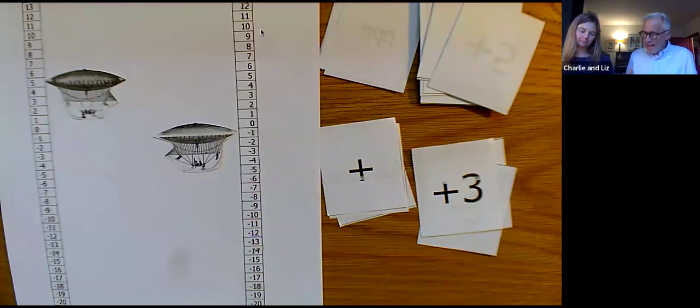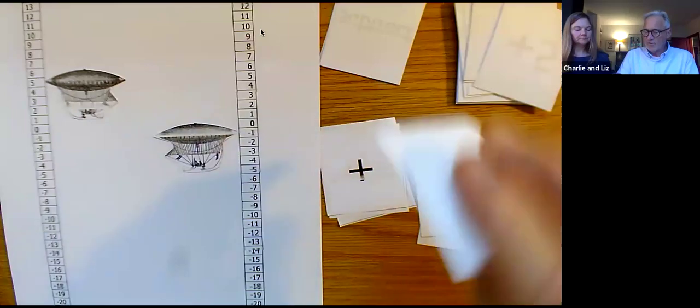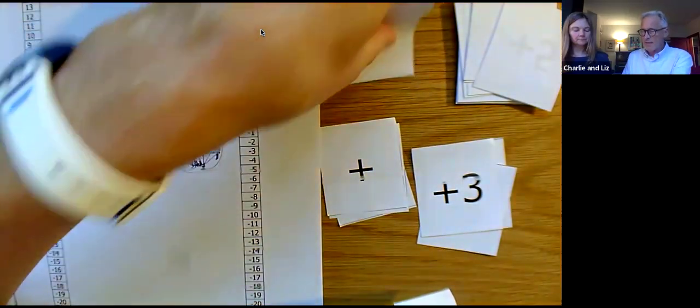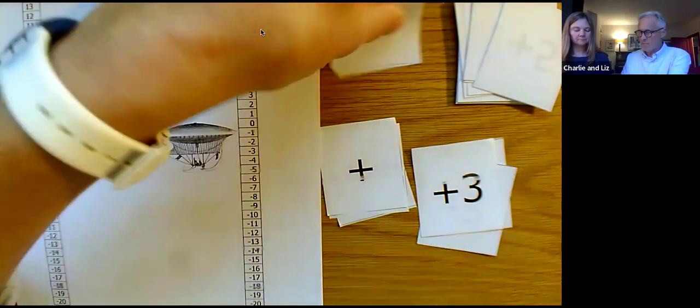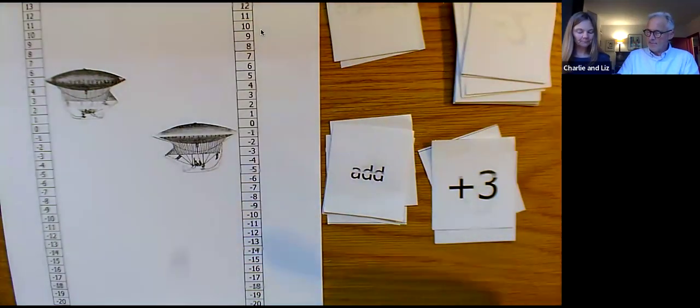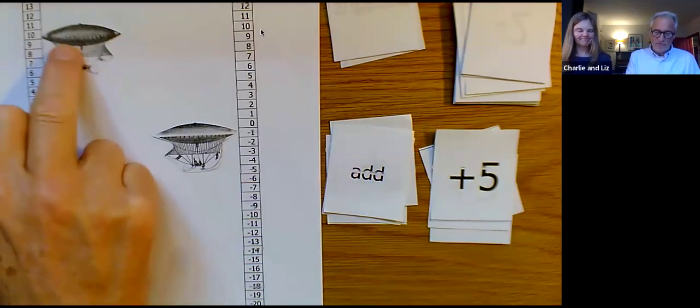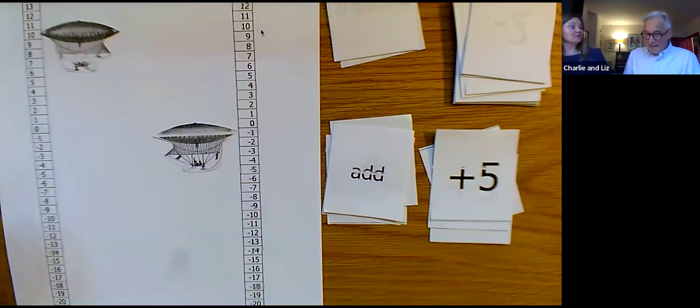No. You're talking about adding and subtracting. So we've got a mixture here of cards. Sometimes they've got the plus or the minus sign, and sometimes we've got the word. And here the next one, add +5. Oh dear. So I think we're going to have to stop now because we're going to run out of time. But it's a good place to stop.